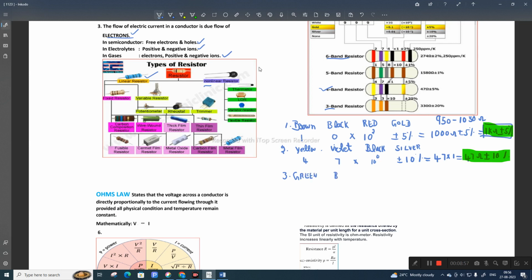Green, black, gold, and here no color. So green is 5, black is 0, gold is multiplier of 0.1, no color plus or minus 20%. So this will have like this 50 into 0.1, so that is equal to 5 ohms plus or minus 20%.